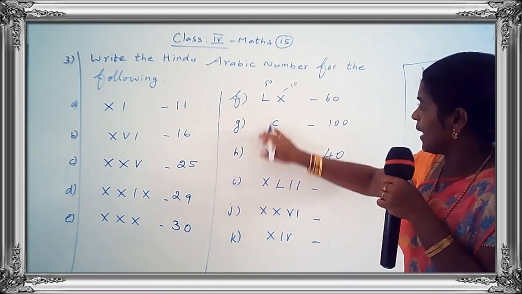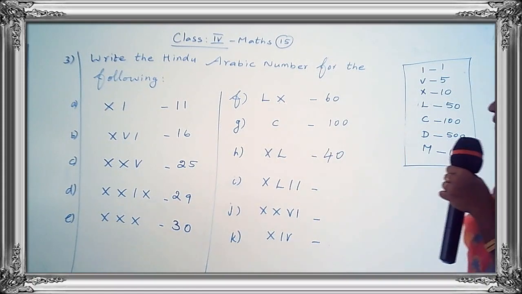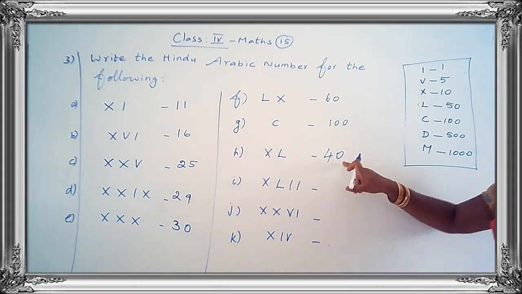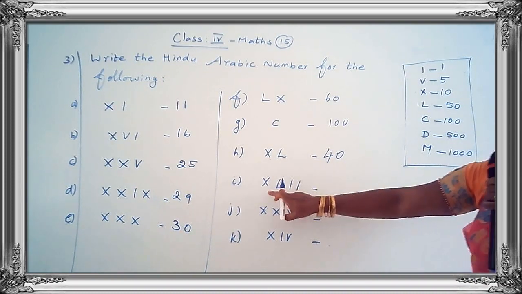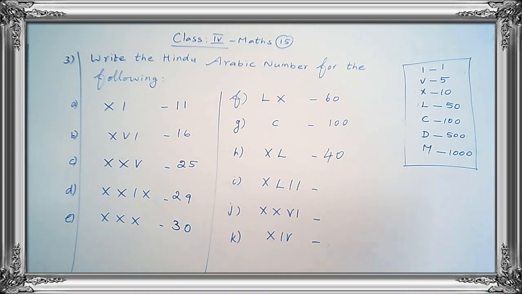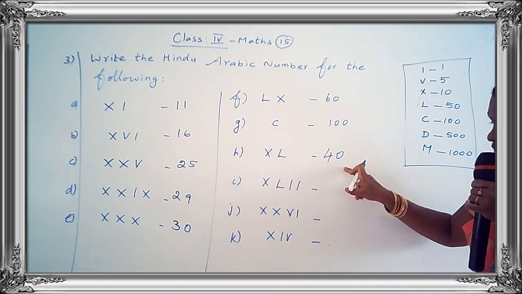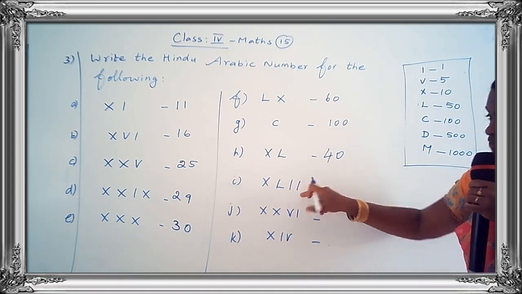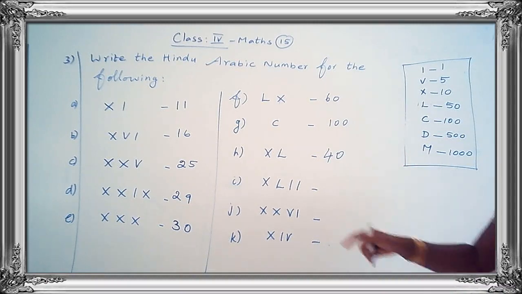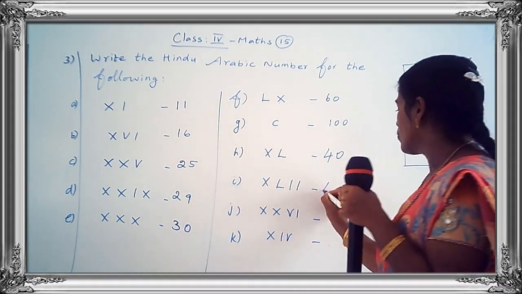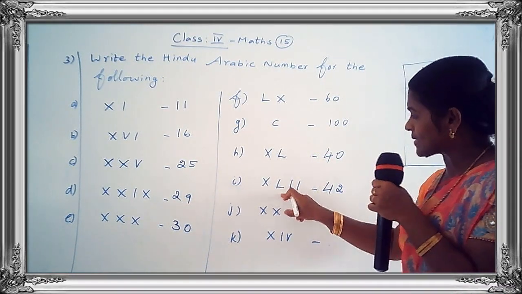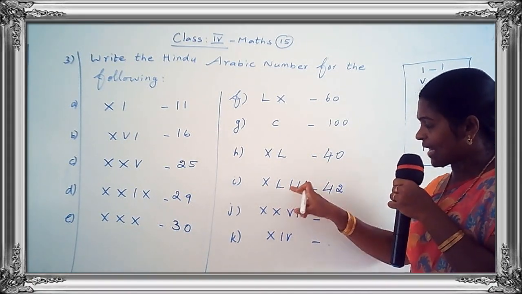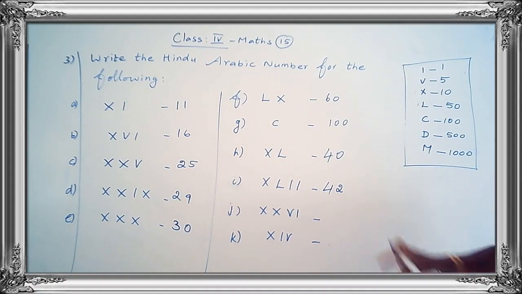Okay, understand? Yes. Next XLII. XL stands for 40. So XLII, here II stands for 2. Yes children, so that's why your answer is 42. XL means 40, II means 2, so that's why XLII stands for 42.